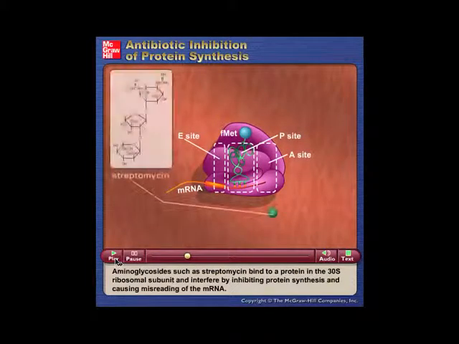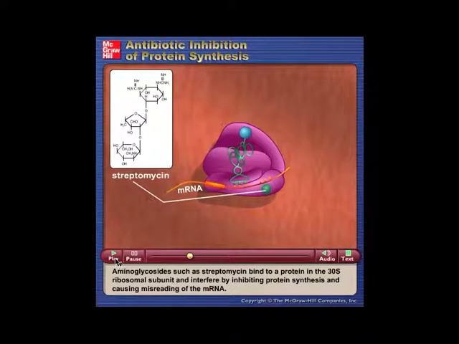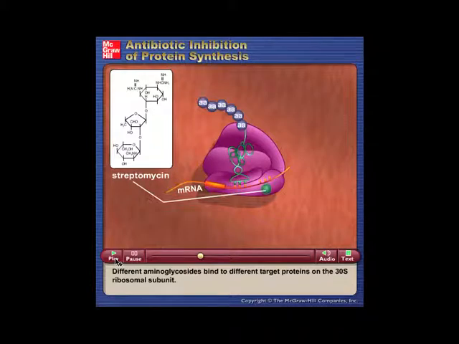Aminoglycosides such as streptomycin bind to a protein in the 30S ribosomal subunit and interfere by inhibiting protein synthesis and causing misreading of the mRNA. Different aminoglycosides bind to different target proteins on the 30S ribosomal subunit. These antibiotics distort the ribosome so that misreading of the code in mRNA occurs and protein synthesis cannot continue. Bacteria can become resistant to aminoglycosides by mutation of the target ribosomal protein.